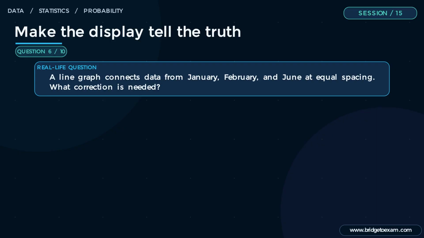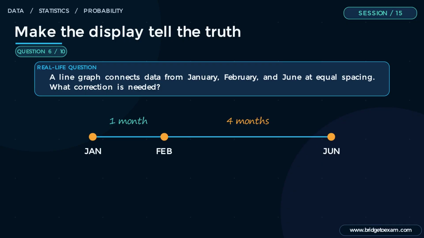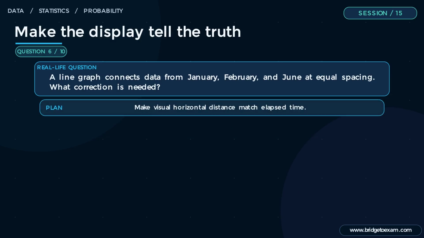Example 6. A line graph connects data from January, February, and June at equal spacing. What correction is needed? The timeline makes unequal time gaps visible. Plan. Make visual horizontal distance match elapsed time.